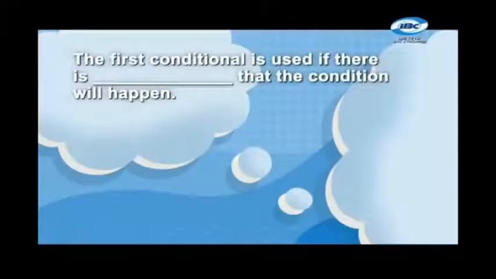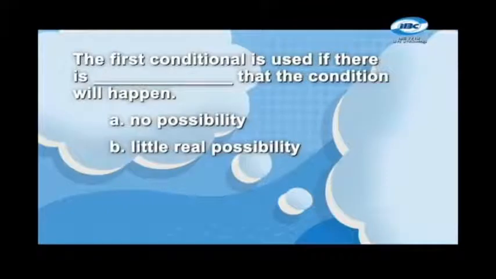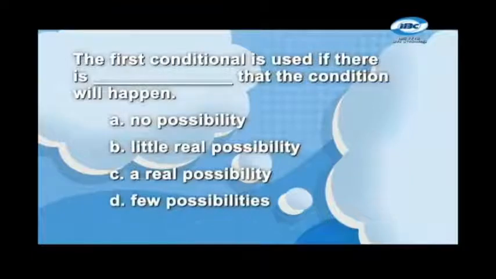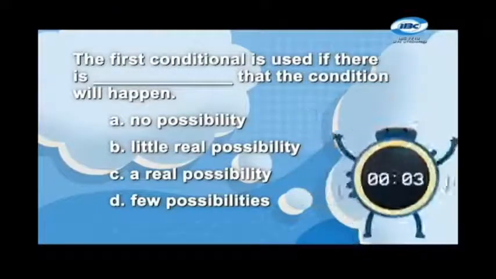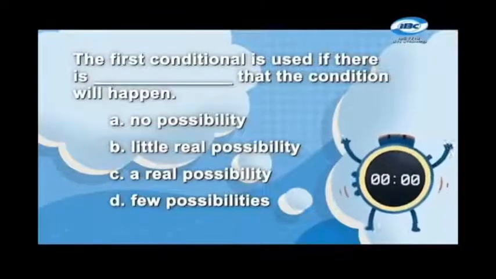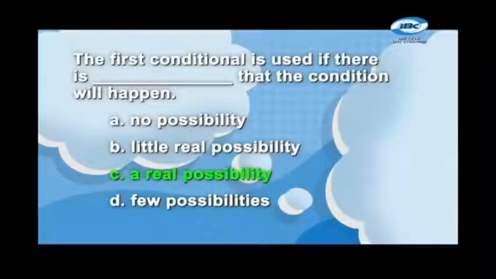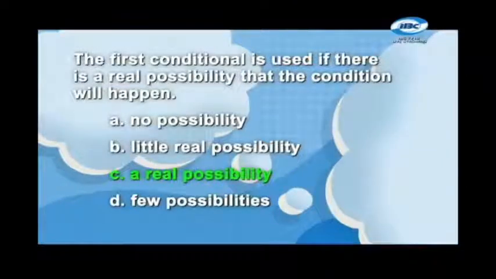Number 1. The first conditional is used if there is blank that the condition will happen. A. No possibility. B. Little real possibility. C. A real possibility. Or D. Few possibilities. If your answer is C, then you got it right. The first conditional is used if there is a real possibility that the condition will happen. Let's have the next one.